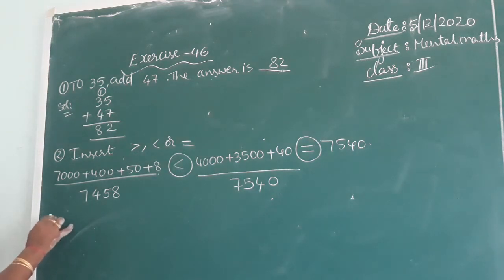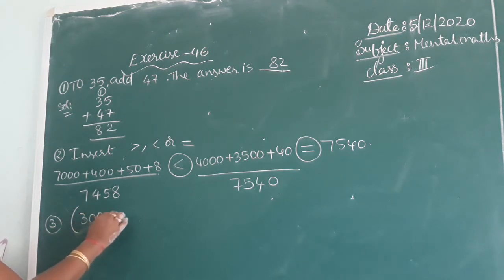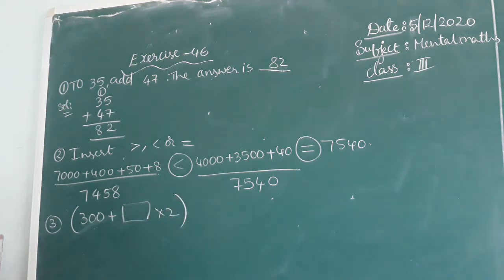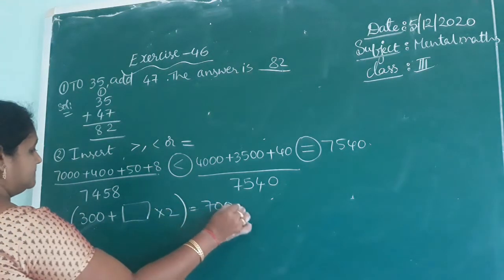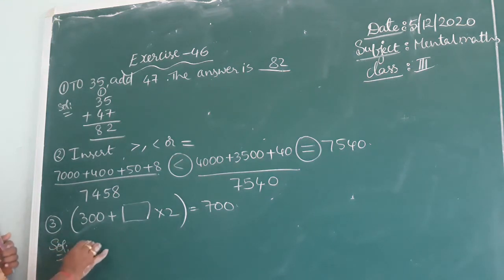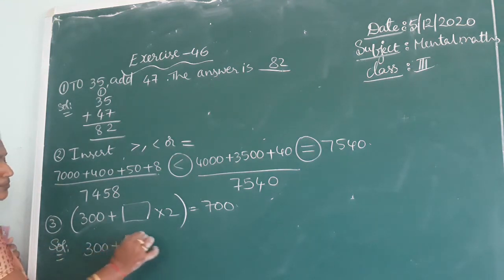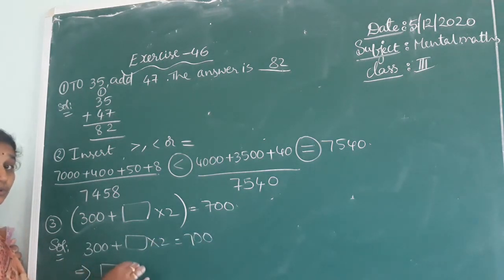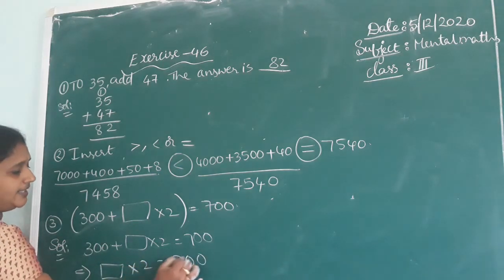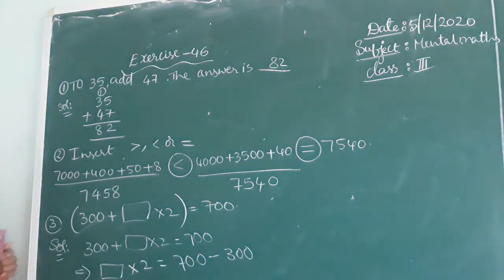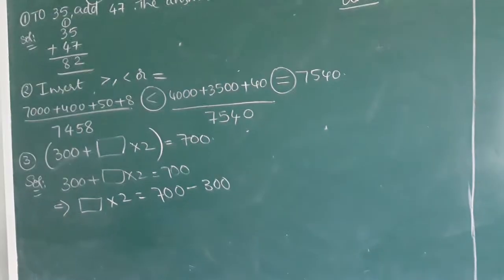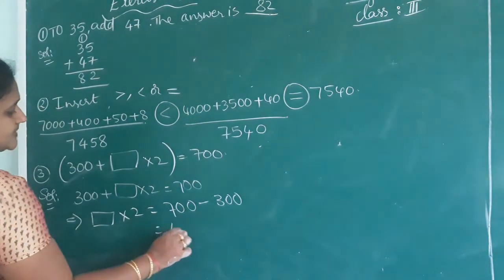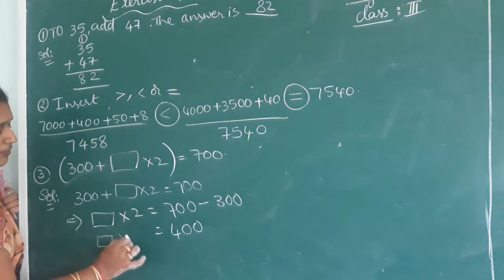See the third one, children. 300 plus blank into 2 equals 700. That implies blank into 2 equals 700 minus 300. What is 700 minus 300, children? It's nothing but 400. So blank into 2 equals 400.